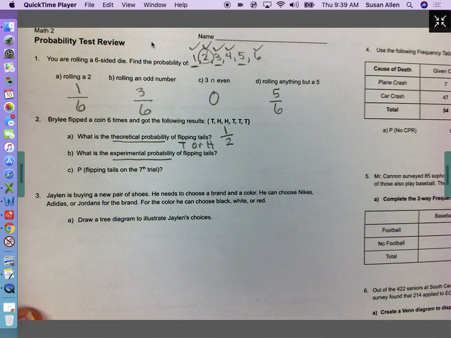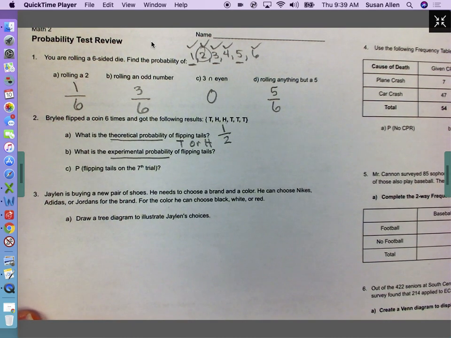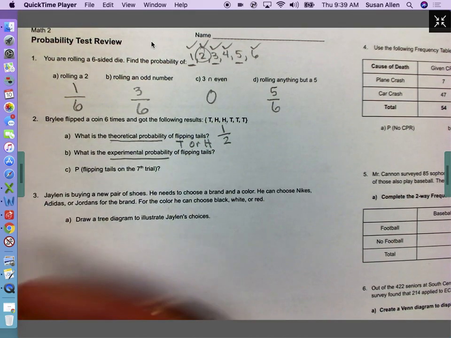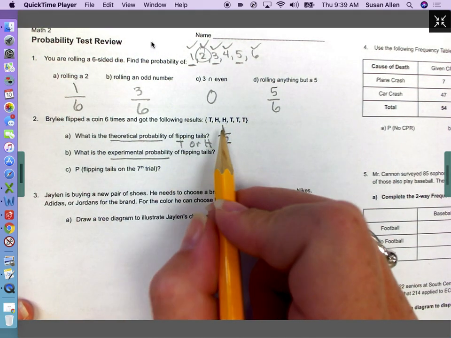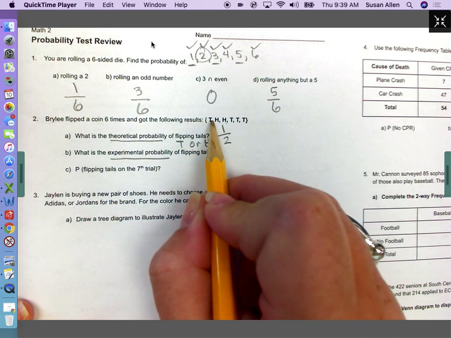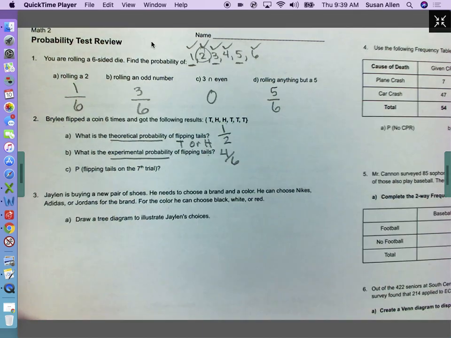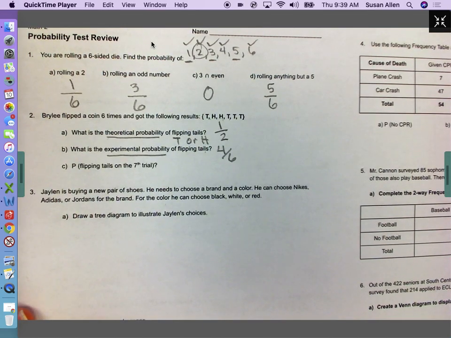However, if we do an experiment, it does not mean that in actuality half the outcomes will be tails and half of them will be heads. In fact, when flipping 6 times and recording the results, Briley found that she flipped a tails 1, 2, 3, 4 times out of 6. So the probability for her experiment of flipping a tails was 4 out of 6. In fact, it did not match the theoretical probability.